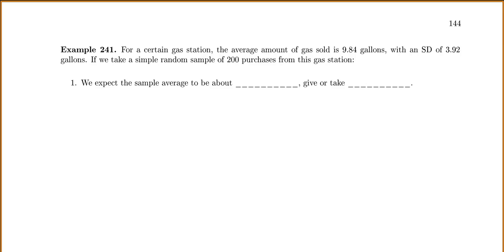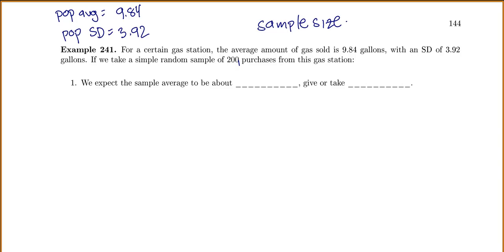Now, example 241. For a certain gas station, the average amount of gas sold is 9.84 gallons, with a standard deviation of 3.92 gallons. And we take a simple random sample of 200 purchases from this gas station. Let's stop here and write down what we know. The average amount of gas sold is 9.84. That's for the entire population, for everything at this gas station, so this is my population average of 9.84. The standard deviation for everything at this gas station, the population standard deviation, is 3.92. And we're taking a simple random sample of 200, so my sample size equals 200.